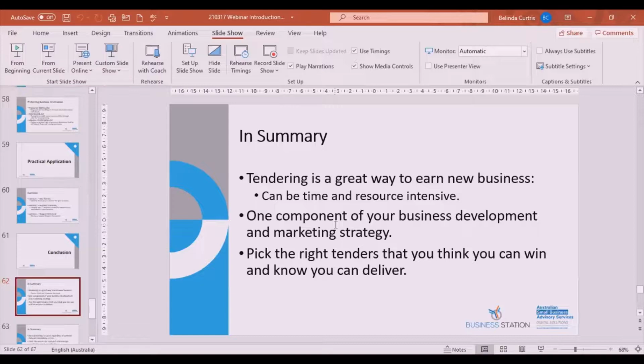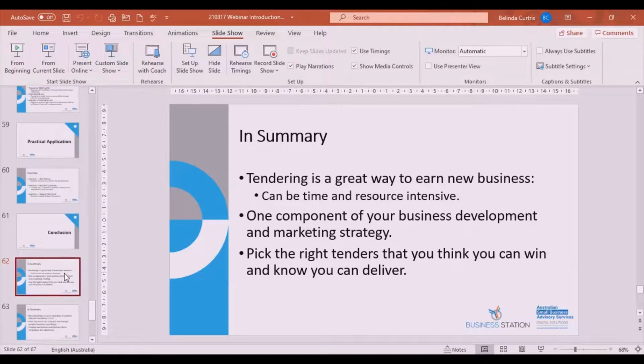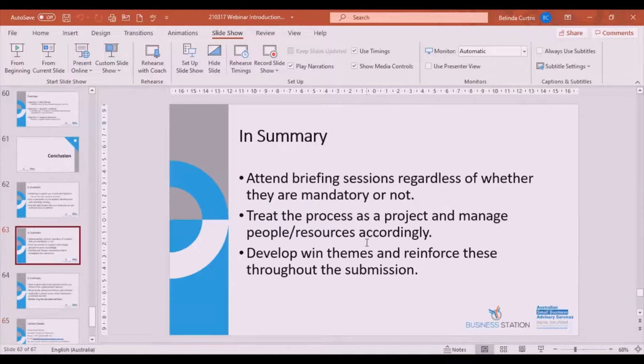Pick the right tenders that you think you can win. So go through that exercise and read through the documentation. Attend any briefing sessions, regardless of whether they're mandatory or not, because you never know who you might meet there and how you end up getting work. So treat the process as a project and manage people resources accordingly so you can deliver it by the due date and time, and develop win themes and reinforce these throughout the submission. So start thinking about these things now.